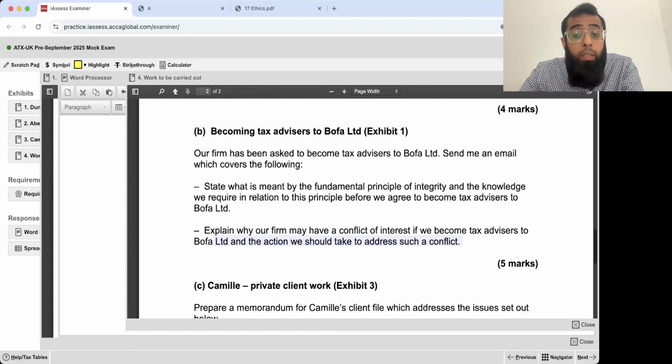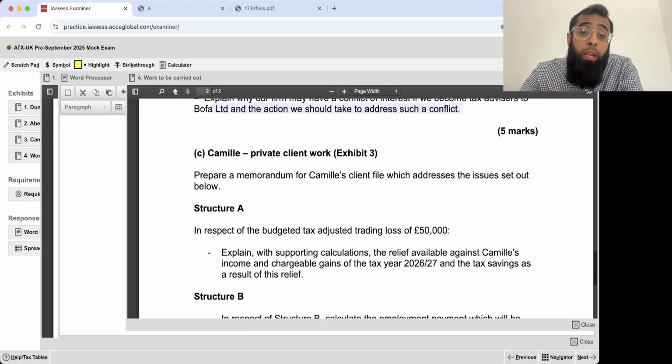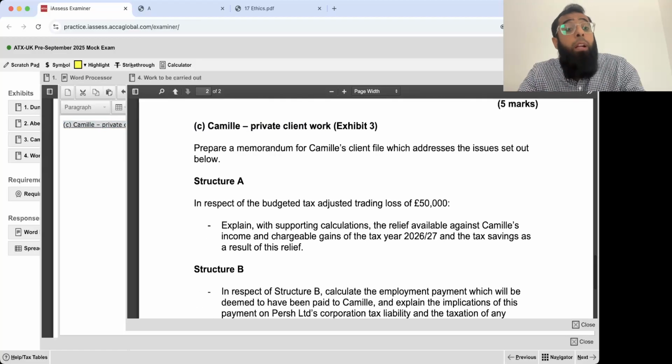Done. Now comes the last exhibit and the last part of this requirement question, which is Camille, private client work, who is the sister of the owner of this Abred Limited. Sister of Patris, if you remember. So now we have to prepare a memorandum for Camille. Let's look at how we have to draft it.